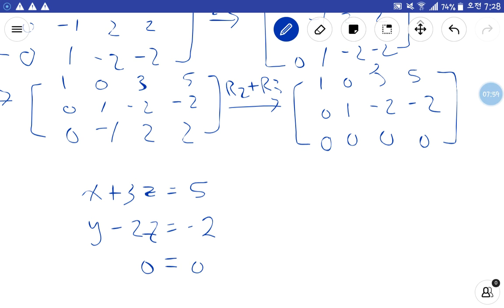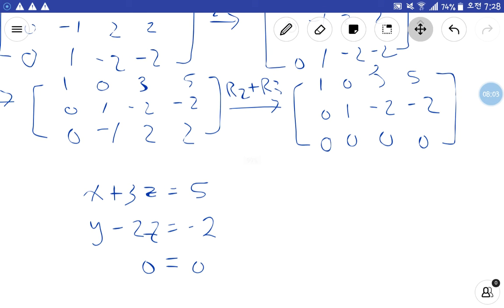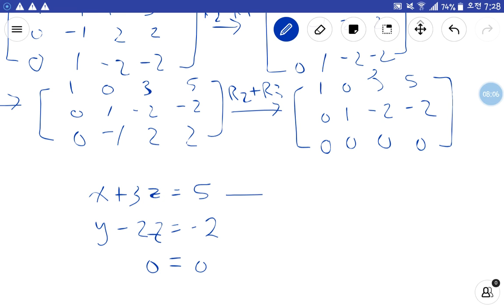So solving the first two equations for x and y in terms of z, what's going to happen? Your x would be negative 3z plus 5. And your y would be 2z minus 2. So this system has infinitely many solutions, because for every value of z, we can use these two equations to find corresponding values of x and y.